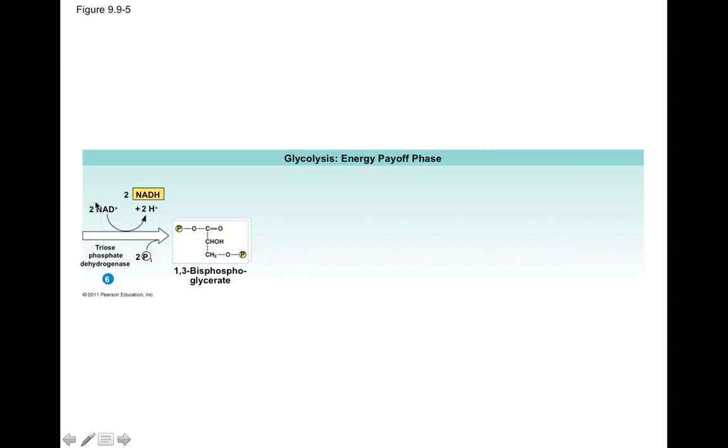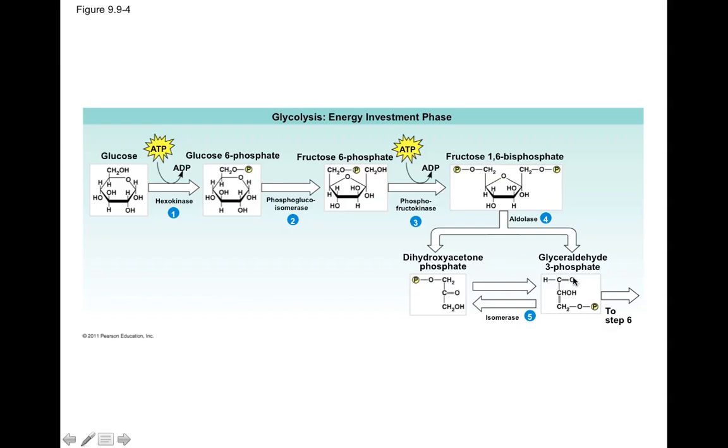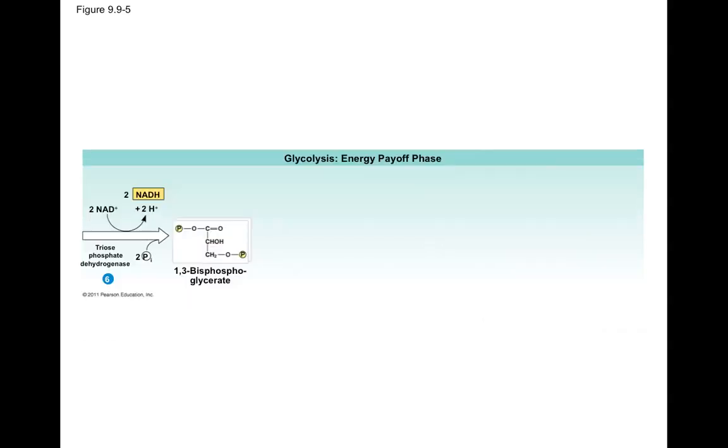And all of these now have this number 2 coefficient in front of them because we are using 2 molecules of G3P. So remember, G3P, we get 1 molecule directly from aldolase, and then isomerase can turn the DHAP from fructose 1,6-bisphosphate into another molecule of G3P. So we end up with 2 molecules of G3P. We just get there a little bit indirectly.